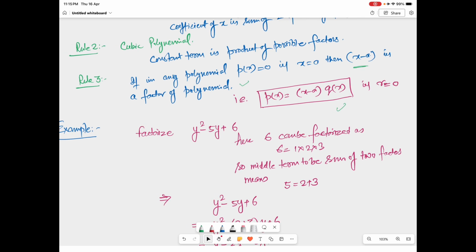Now the example I am taking is a quadratic polynomial, y square minus 5y plus 6. You can see the middle term will be the sum of the factors of the product of the first and the last term. If I factorize, then we do a rearrangement in such a way that the factors will give the summation of the middle term.